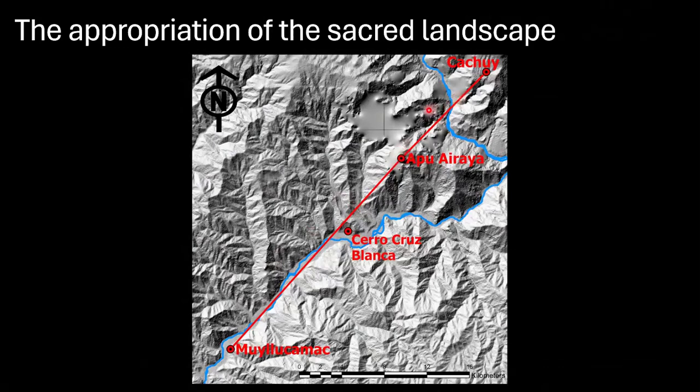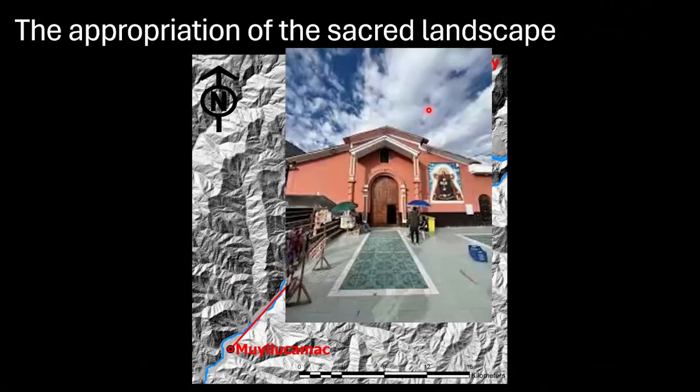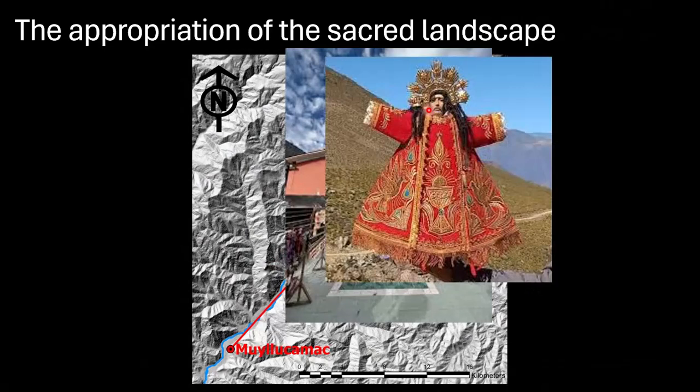The first one is Cachuy, which is a highland town known for being the home of the Señor de la Asunción de Cachuy, which is this image of an ascending Jesus Christ. It is very likely that the actual town of Cachuy was a sacred place before the arrival of the Spaniards.